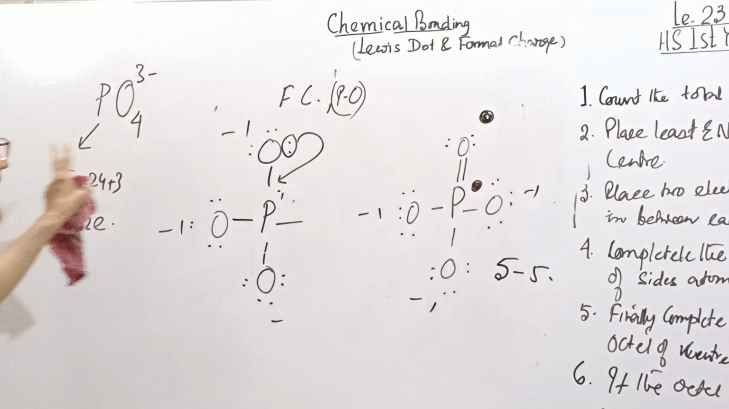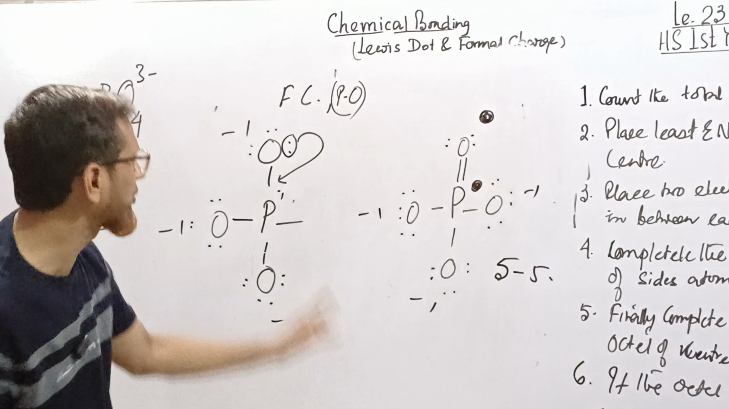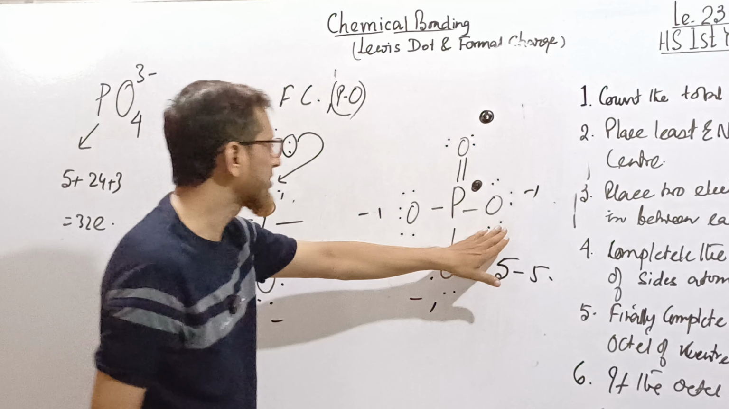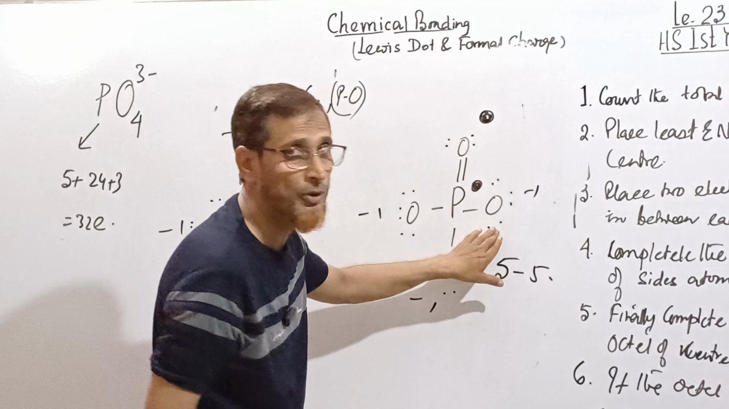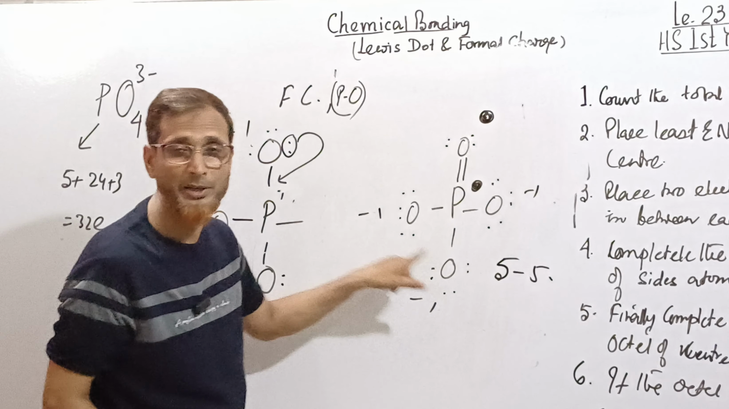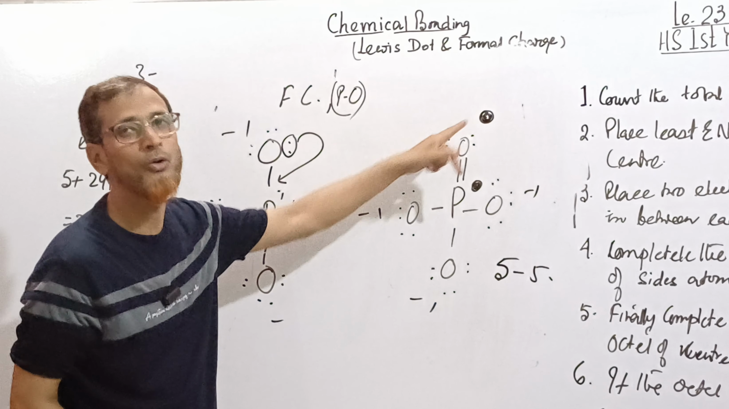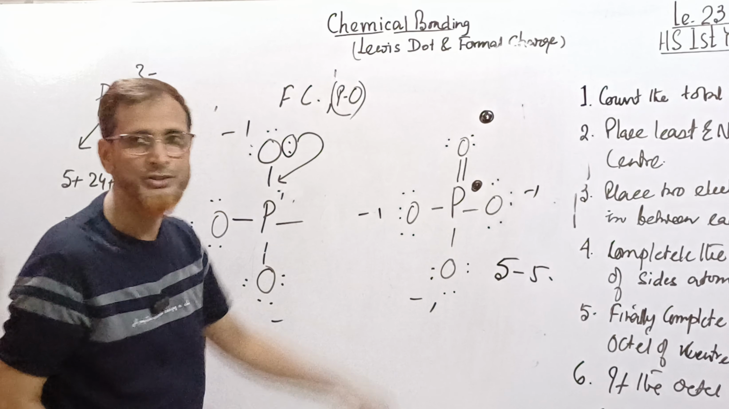In the entrance exam, it is very often asked, you have to find out the formal charge of O in P single bond O. This is -1, -1, -1, and if it is P double bond O, O is 0, and the central P is 0.